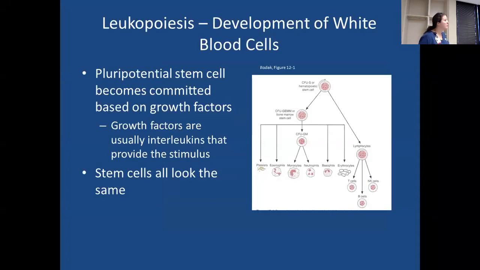All right, so just remember that our pluripotential stem cells will become those committed multipotential stem cells based on those colony stimulating factors, those cytokines. And remember those progenitor cells, those stem cells, they all look the same. We are unable to visually distinguish them, okay? Up until the blast phase. The blast is the first cell that we can distinguish visually using our Romanowsky stain.